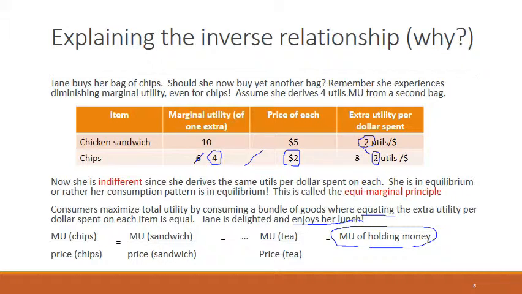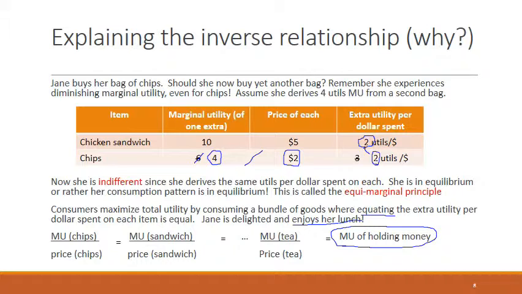Now if, for example, she got extra satisfaction of holding money of only 1 util per dollar, in other words, holding $1 of cash were to give her 1 util of pleasure, she should actually buy more chicken sandwiches and more chips, because the value to her of more food is more than the value of holding the money.